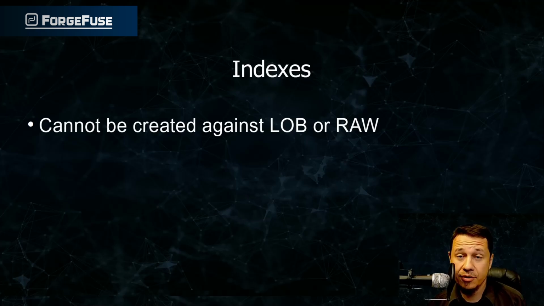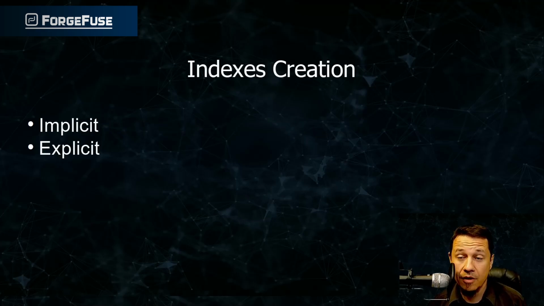One important rule regarding creating indexes is that they can be created against any column data type, with the exception of LOBs and raw data types. So we cannot make an index on nclob or clob data type column. Regarding the creation, we can create it implicit and explicit. So for example, every time when we create a primary key or a unique constraint on a table column, an index is going to be created automatically. However, we can also explicitly define an index on any of the columns in a table.